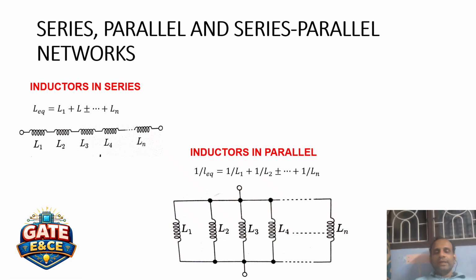Similarly, for inductors connected parallel to each other, that is across each other, the total inductance L equivalent is the equivalent inductance of all those inductors. 1 by L equivalent is equal to 1 by L1 plus 1 by L2 plus so on up till 1 by Ln.